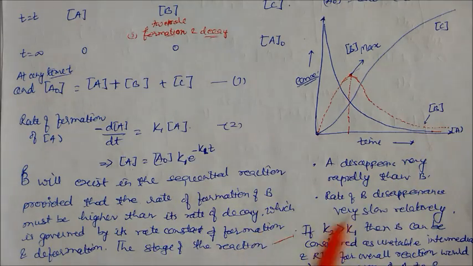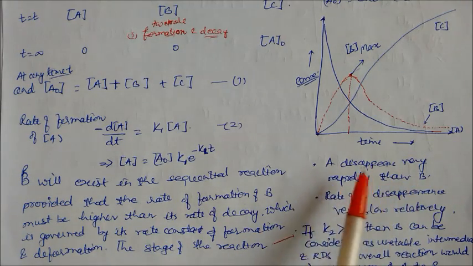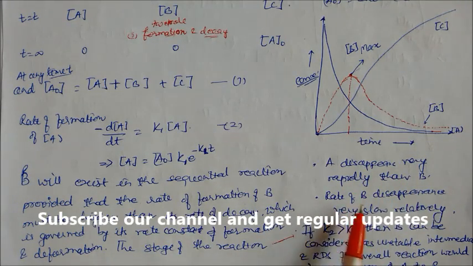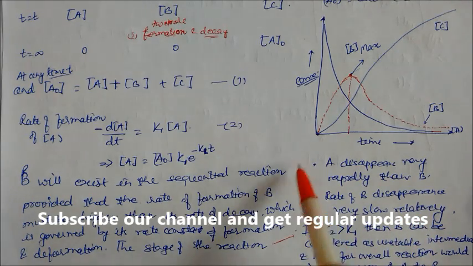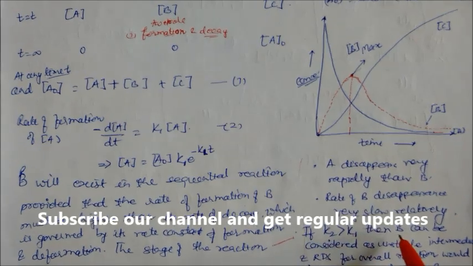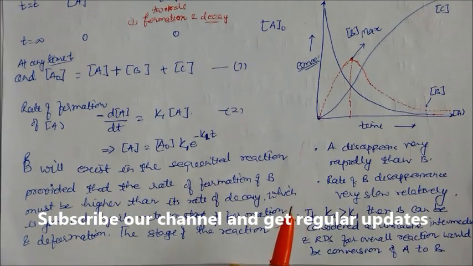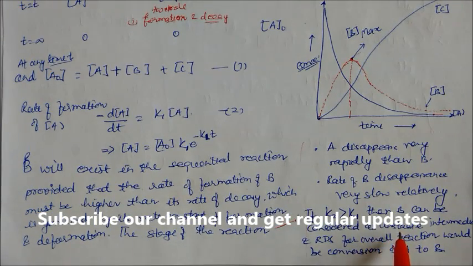From this graph I have written some points. You can see this one also. A dissipates very rapidly, and B dissipates relatively slowly. If K2 is greater than K1, then B can be considered an unstable intermediate, and the RDS, the rate determining step for the overall reaction, would be the conversion of A to B.